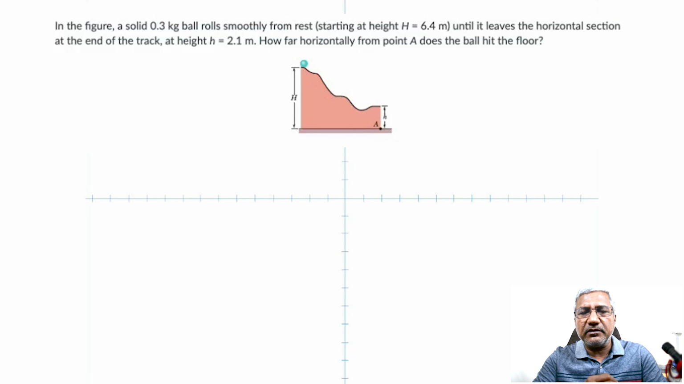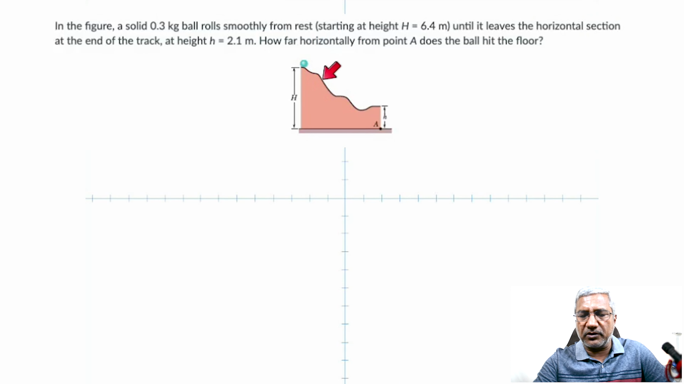In the figure, a solid 0.3 kilogram ball rolls smoothly from rest, starting at a height H, which is 6.4 meters, until it leaves the horizontal section at the end of the track. That horizontal section is at a height little h. How far horizontally from point A does the ball hit the floor?